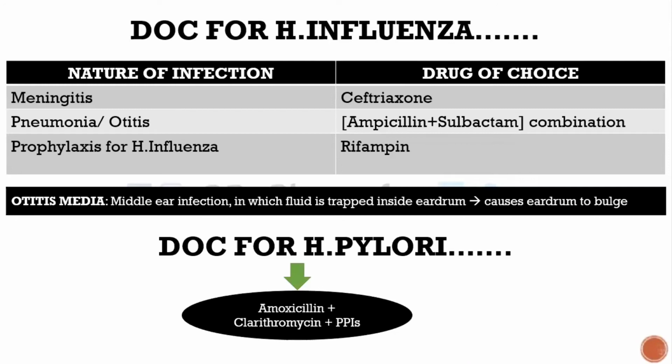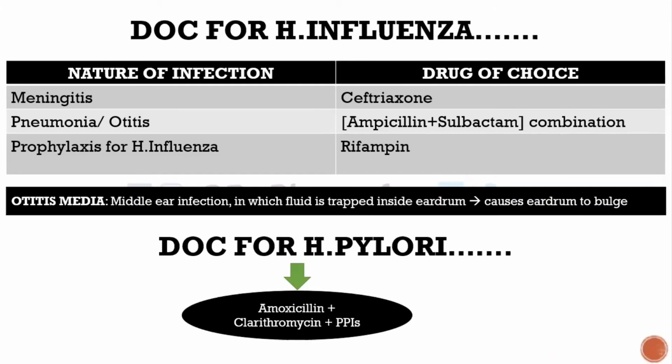If we talk about Haemophilus influenzae, depending on which kind of Haemophilus influenzae infection you are having, the drug of choice may change. If you are having Haemophilus influenzae associated meningitis, it's a brain infection, then the drug of choice is ceftriaxone. If you are having Haemophilus influenzae associated pneumonia or otitis, otitis is actually a middle ear infection, so you can have secretions from the ear coming or severe pain and fever and all. So in that condition, ampicillin-sulbactam combination is usually used.